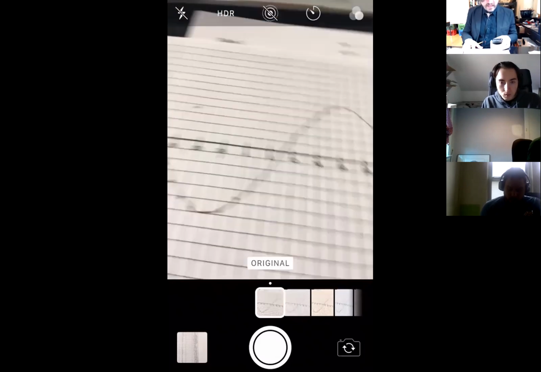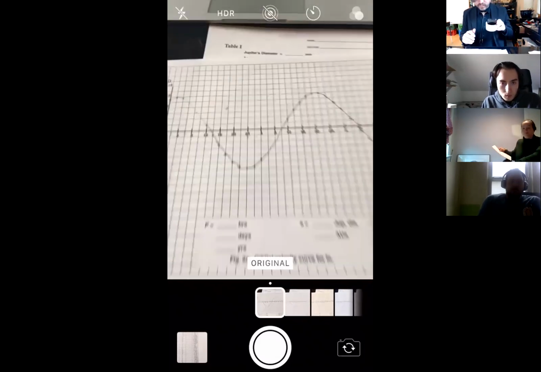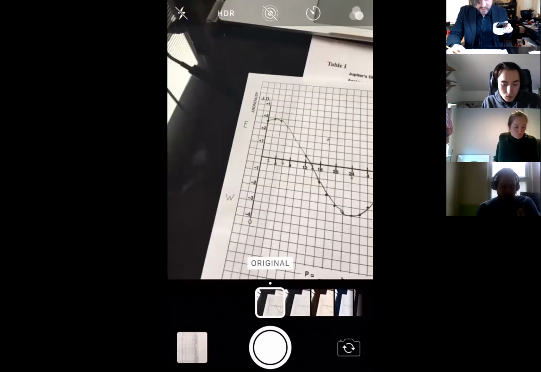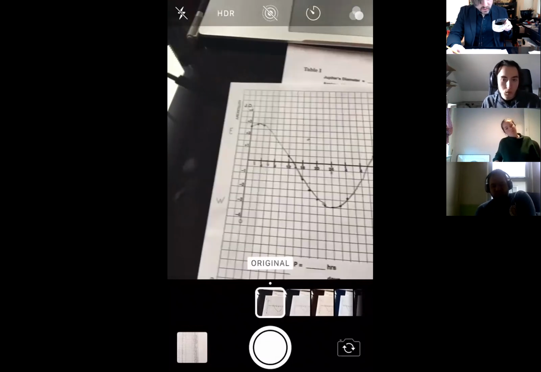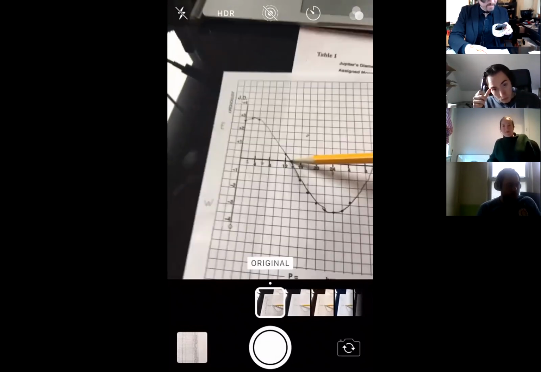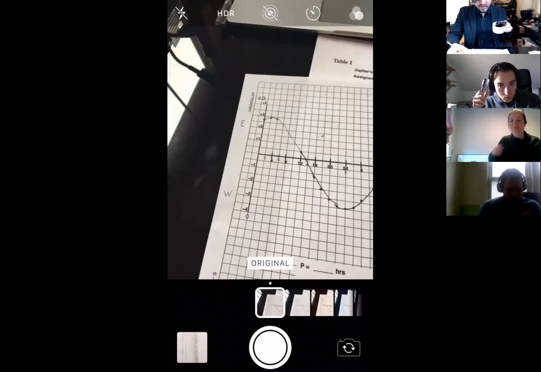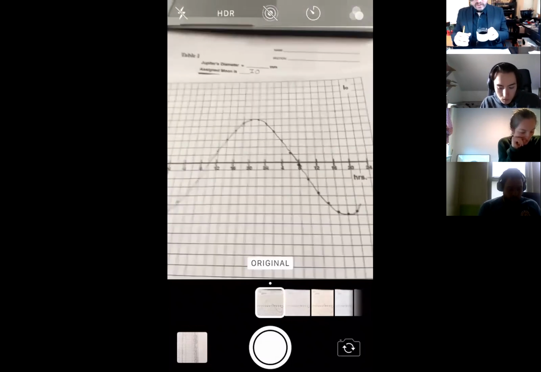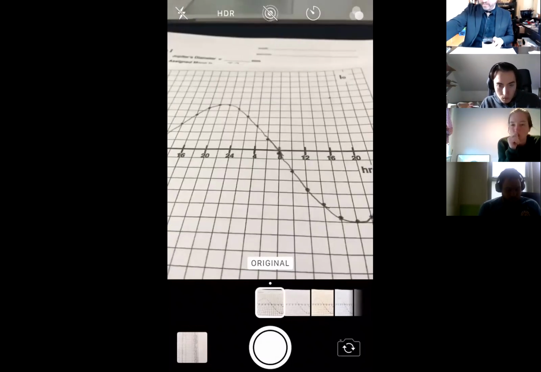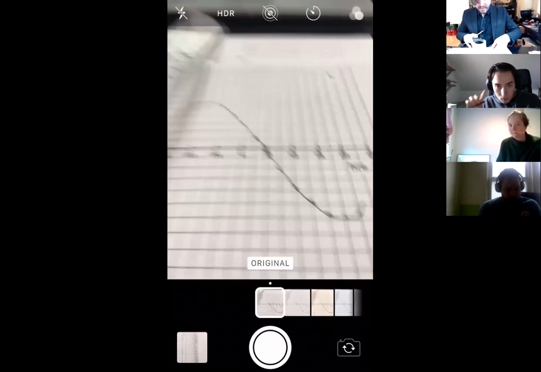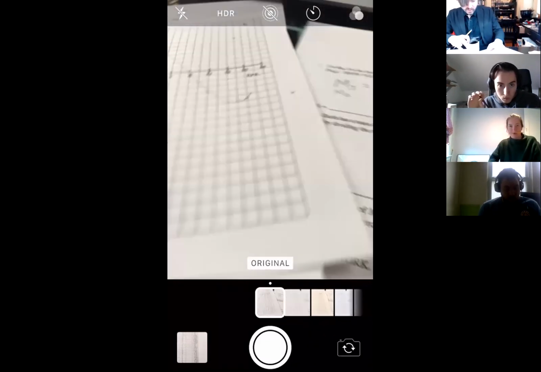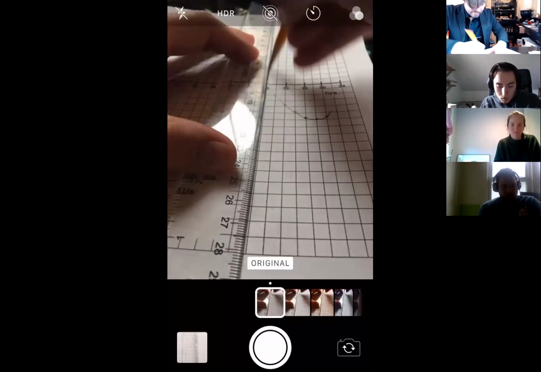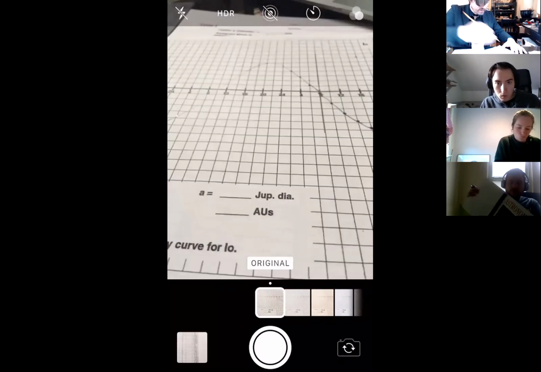Let's start by getting the period, okay? I'm thinking that we could go from crest to crest, or we could go from crossing to second crossing. And since our second crossing happens right at 8 hours, I'm going to do that. I'm going to take my ruler. I'm going to make a crossing here. Hold on a second. And I'm going to make my second crossing over here.